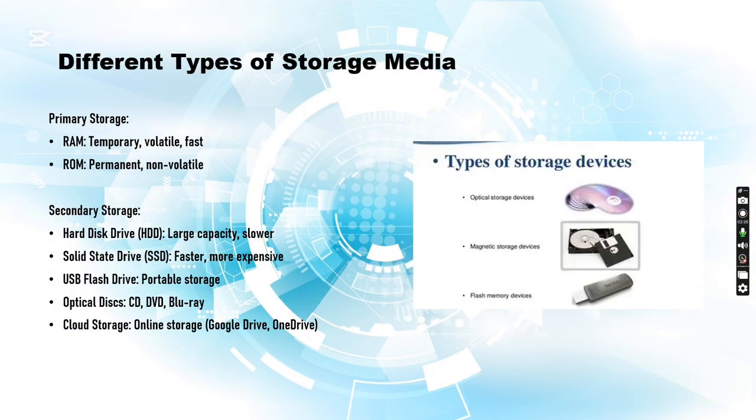Different types of storage media: primary storage and secondary storage. Primary storage: RAM, temporary, volatile and fast. ROM, permanent and non-volatile. Secondary storage: hard disk drive (HDD), large capacity, slower. Solid state drive (SSD), faster, more expensive. USB flash drive, portable storage. Optical discs: CD, DVD and Blu-ray. Cloud storage, online storage, such as Google Drive and OneDrive.